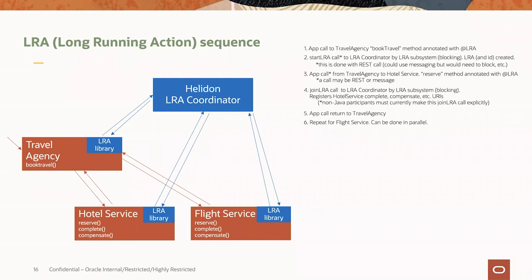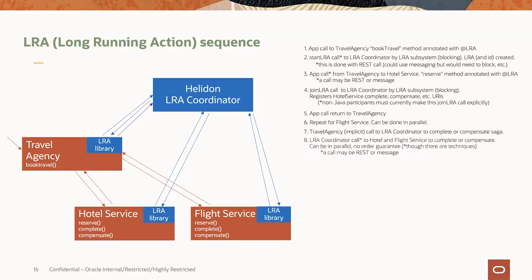We then get the response from the services and determine if the hotel and flight were booked successfully or if they were not. And in reaction to that, we will call either implicitly or explicitly from the travel agency to the coordinator to tell it that the Saga should complete or compensate. And in reaction to that, the coordinator goes ahead and issues the corresponding complete or compensate calls on the participant, and then returns to the travel agency, which then can return to the customer, to the user.